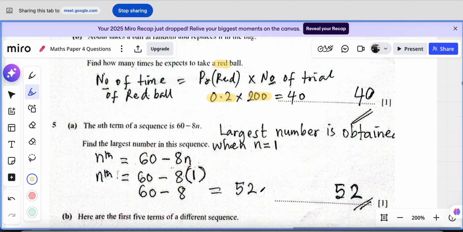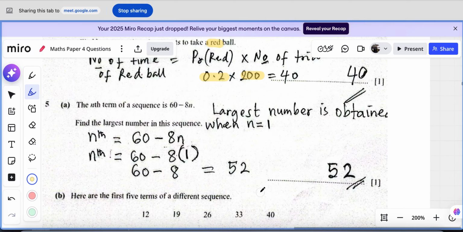Now we go to the next question, question number 5. Question number 5 is a sequence question. Let's take a look. The nth term of a sequence is 60 minus 8n. So they give you the nth term. In many cases, they ask you to calculate the nth term, probably giving you the first term and the common difference. In this question, they give you the nth term. Let's find out what they want us to find.